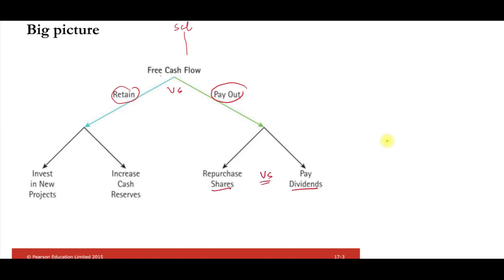Or if we retain, then we need to see, do we need to invest in the new projects? When we invest, it means the capital gain would increase. And then sometimes we need some cash reserves to tackle some unwanted situation in the economy, so we also do that. But normally, when companies retain it, the purpose is largely to increase the capital gain. We just discussed this map.